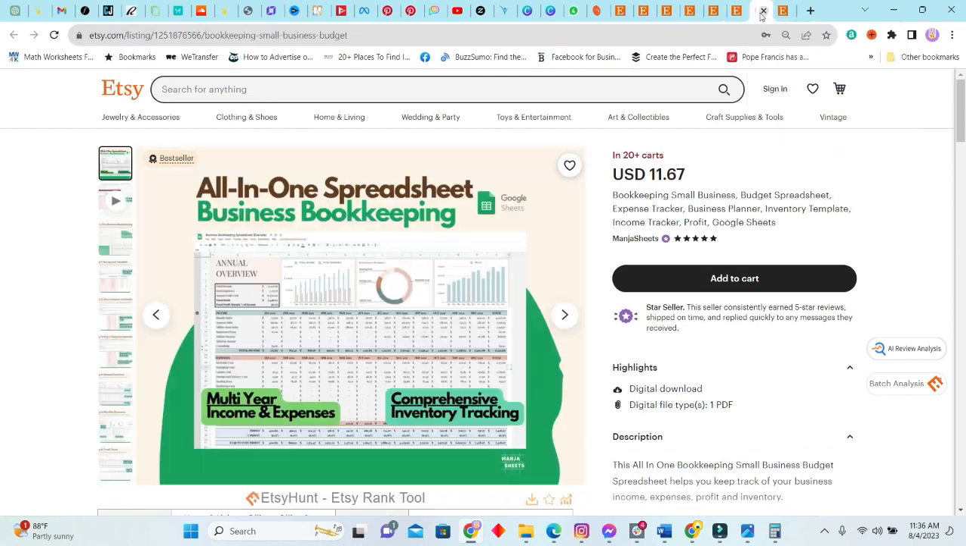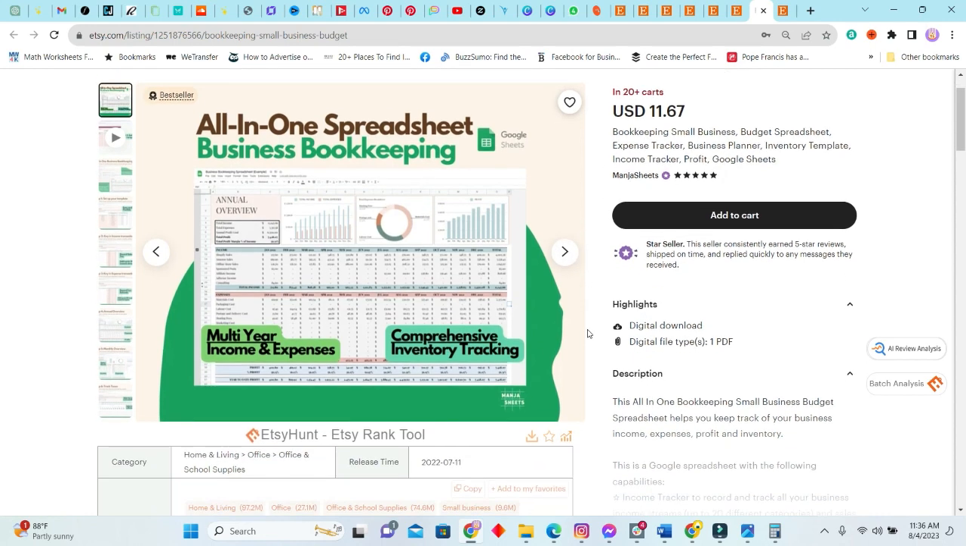So moving on to the other one, we have All-in-One Spreadsheet Business Bookkeeping. Okay, so remember we had All-in-One, the wedding planner. So now we have the All-in-One Spreadsheet Bookkeeping. So this one has been sold for $11.67 and it was listed in July of last year. So let us go through the listing so you can see exactly what it entails.